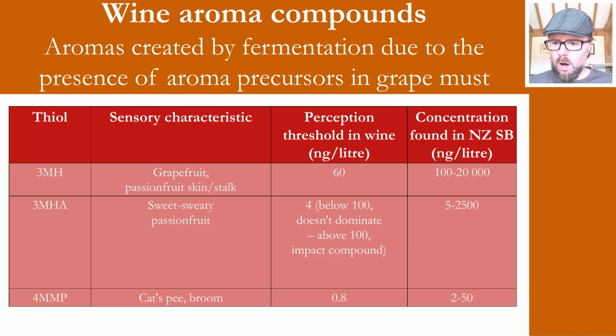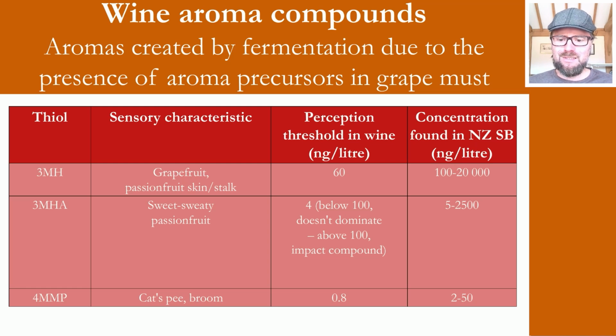Now we move on to aromas that are created by fermentation due to the presence of aroma precursors in grape must. Aroma precursors are compounds that are not in themselves aromatic, but are building blocks which become aromatic during fermentation. For example, many compounds occur in grapes in a form combined with sugar, as aromaless precursors. However, through the process of fermentation, they become aromatic.